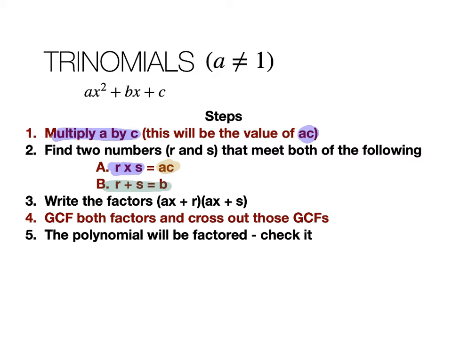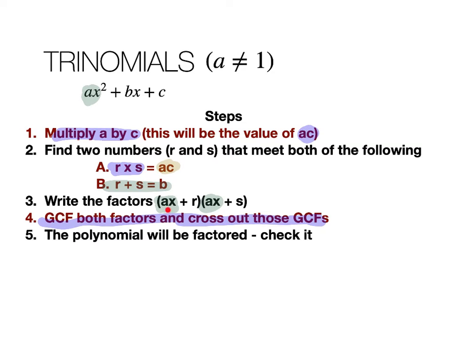Also of note, though, is your factors when you get done. Your factors are going to be AX plus R and AX plus S. So it's not just going to be X plus R. It'll be AX. What's AX? Well, AX is just whatever A is in the polynomial. Then you're going to do a little GCF, so that's new again, to both factors and cross those GCFs out. And then you'll be done. Okay? So I'll walk you through this step.